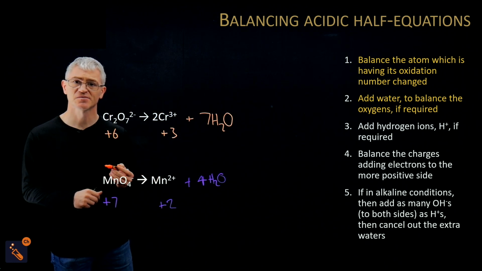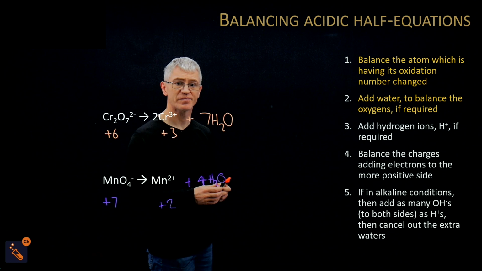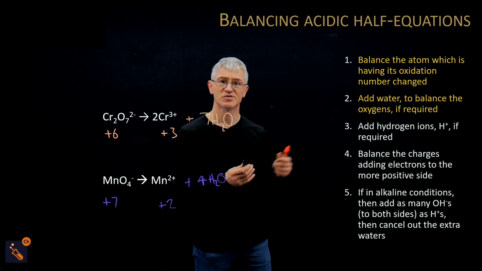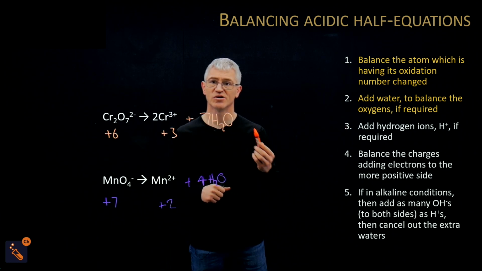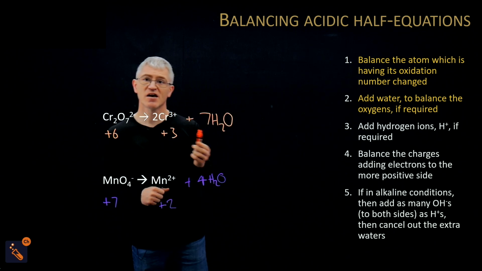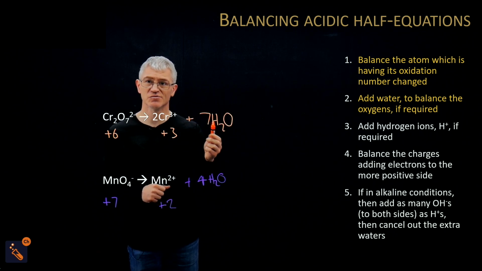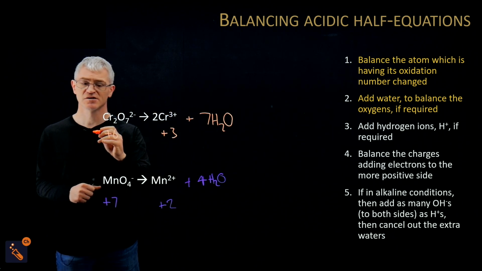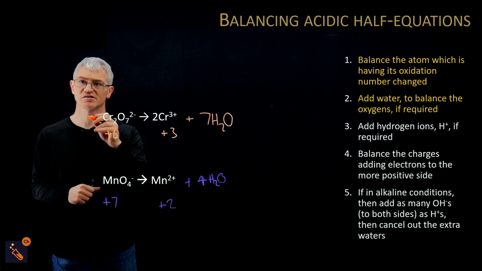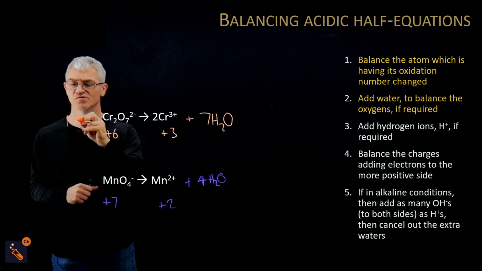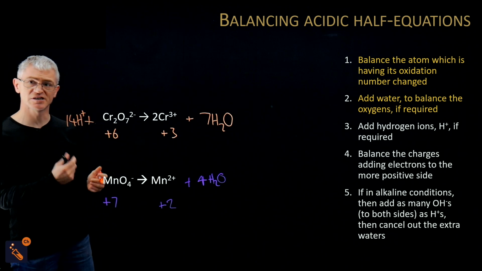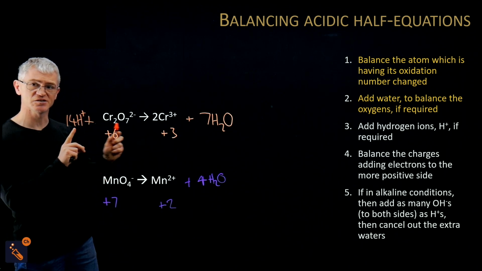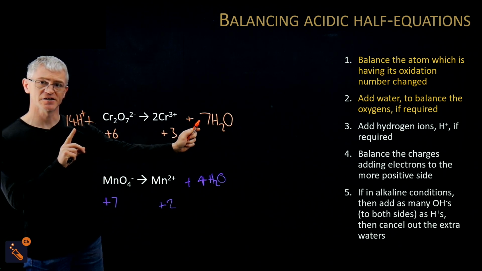If that is the case, I then go to my next part, really, really important, is add the hydrogen ions if required, and the hydrogen ions are to balance the hydrogens you've added in the water. So that means 7 times 2 for the hydrogen is 14. So what I need to do is go over this side and I have to add 14H+. So we've got 14H+, plus that, okay.